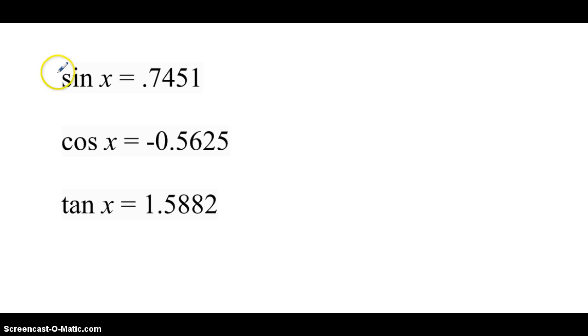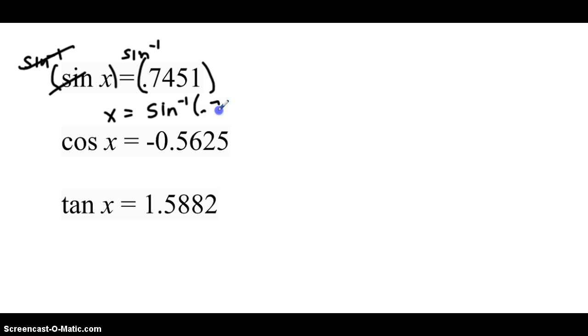So if I wanted to find x, I'm going to do the inverse sine, or the arc sine, because that basically cancels out that sine, and we're left with x equals the arc sine of 0.7451. And all we're going to do is type that into our calculator.